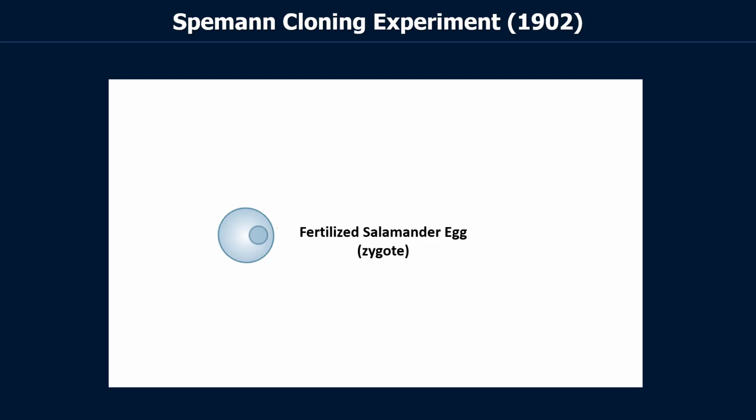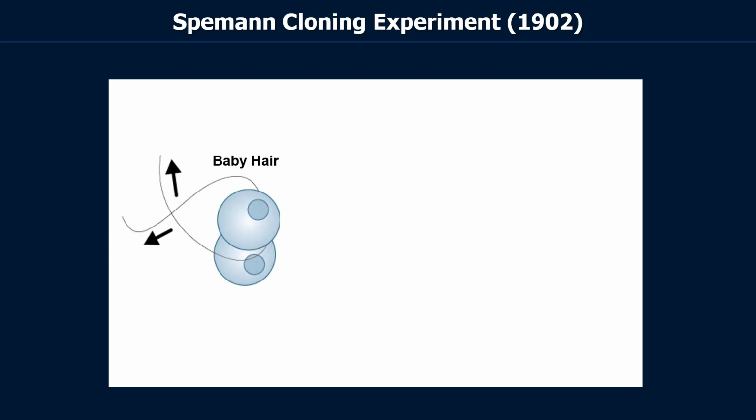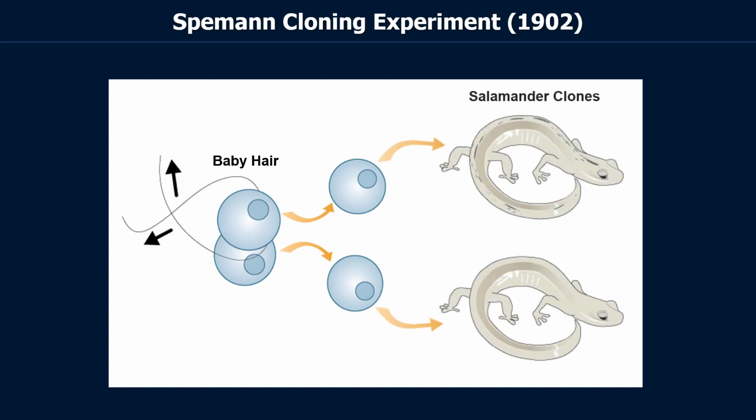But at the 2-cell stage, under the microscope, he lassoed it with a little hair from a baby. He took a human baby hair and he wrapped it around the 2-cell stage of this developing embryo and used it like a little noose. And he pulled it tight and separated those 2 cells into individual cells. And once they had separated from each other, each one then grew into a salamander. But essentially, these 2 salamanders came from the same fertilized original egg cell. So these salamanders are clones of each other.